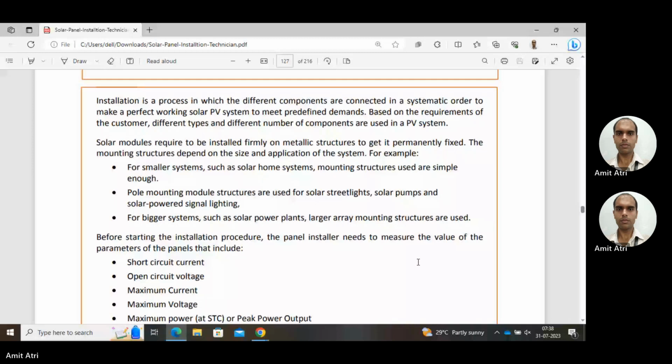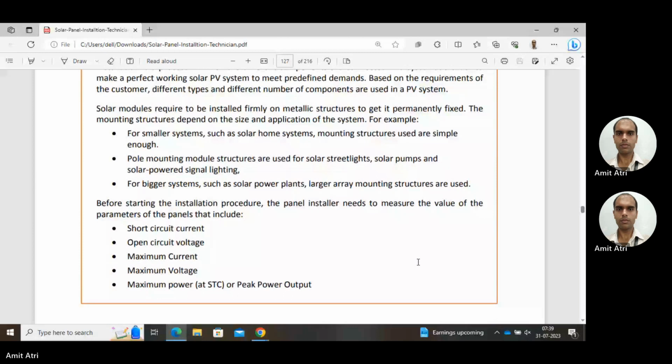Before starting the installation procedure, the panel installer needs to measure the values of the parameters of the panels. These include short circuit current, open circuit voltage, maximum current, maximum voltage, and maximum power at standard test condition, or peak power output. You can refer to unit 1 for the details of all of these parameters. Based on these parameters, we select our solar panel, that is how much power we can get. What is the maximum current? What is the maximum voltage? Open circuit voltage, short circuit current. These are the criteria for selecting our solar panel.